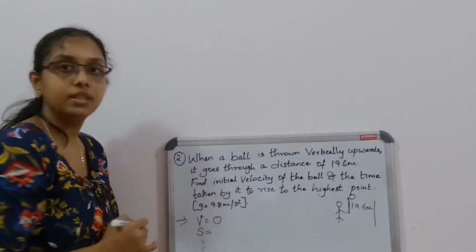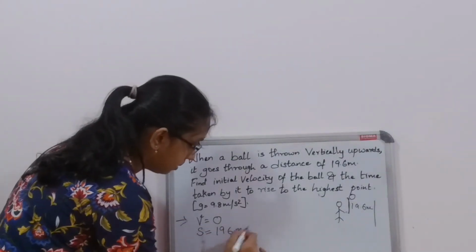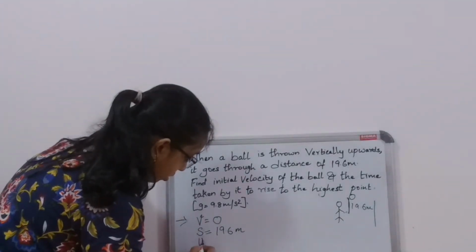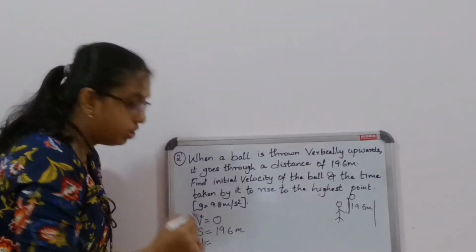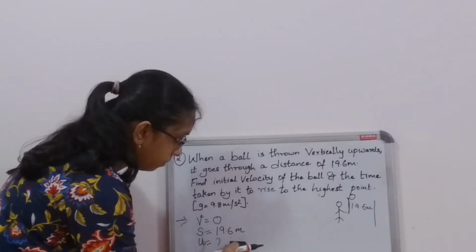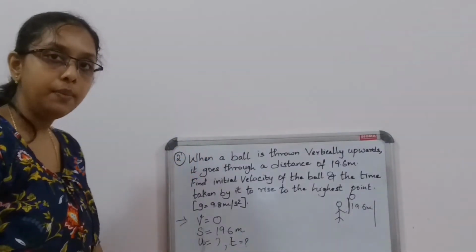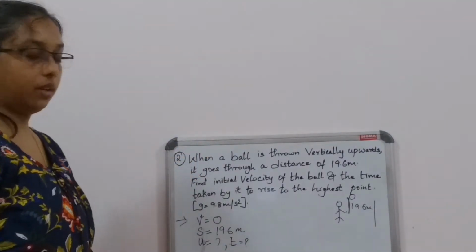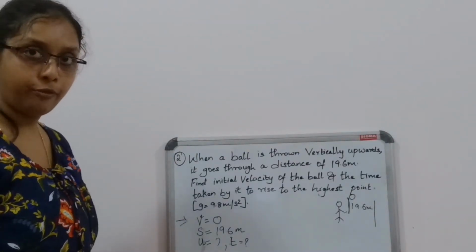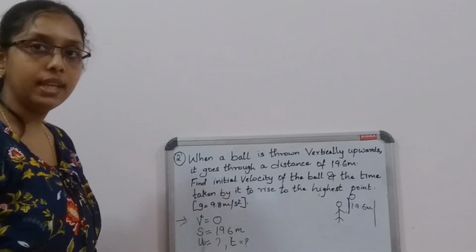is equal to 19.6 meter. What we have to find out? We have to find out u is equal to how much and time is equal to how much. We have to find two things here: initial velocity and time taken. Which are all the things given here? Final velocity we have found, that is 0, and the distance 19.6 meter.